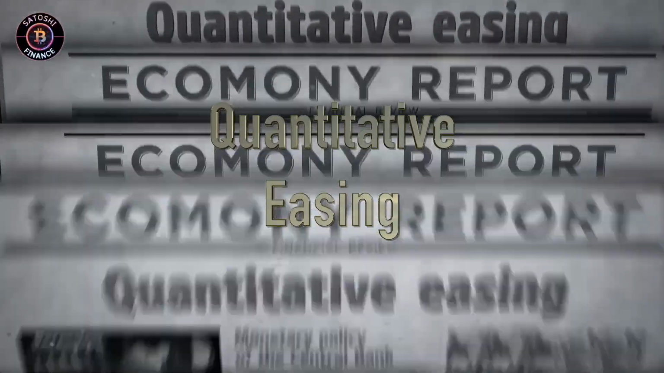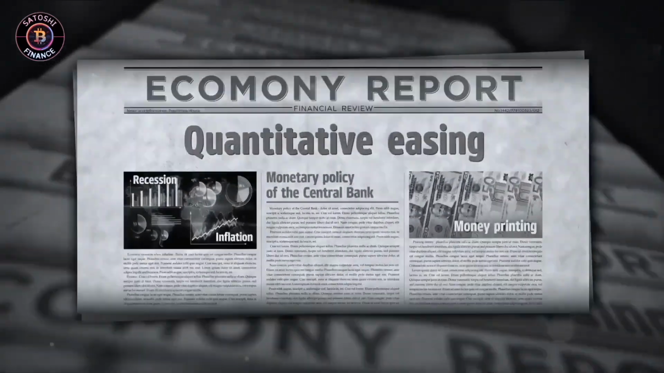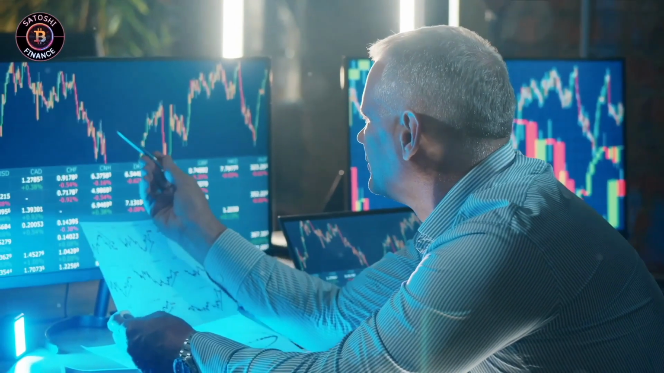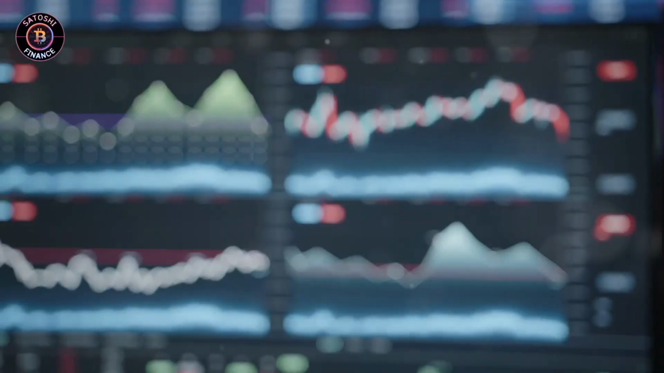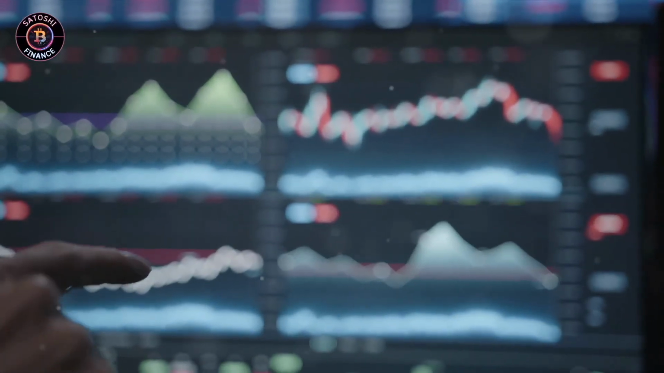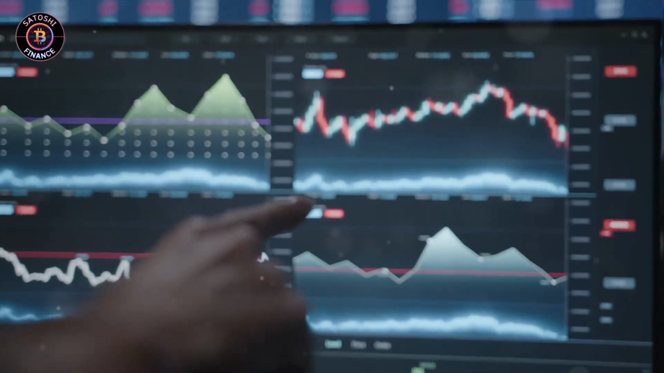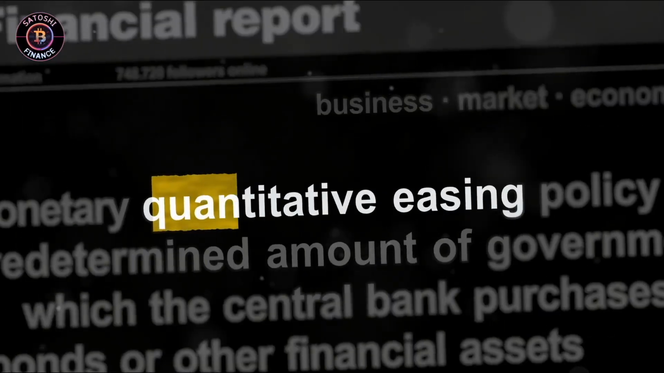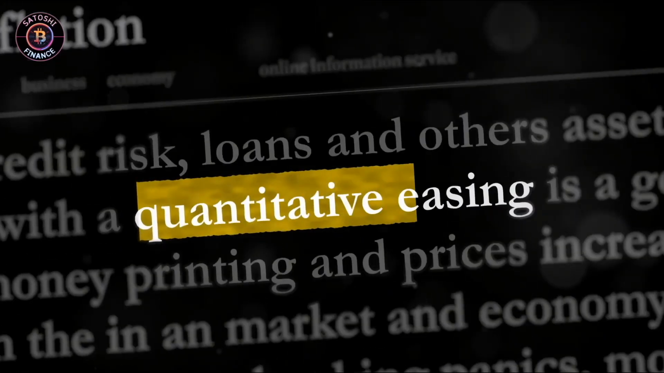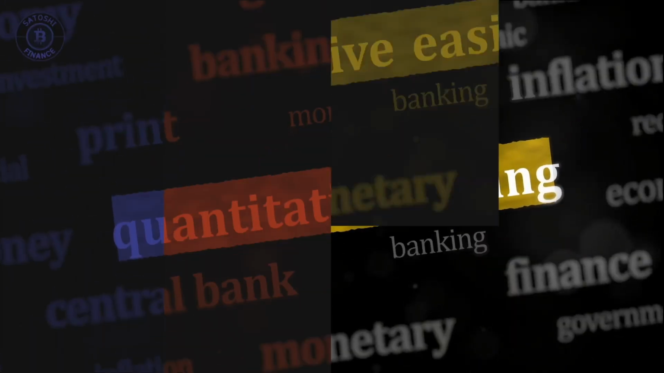Quantitative easing, QE, is a more modern tool, typically used in times of severe economic downturns. Through QE, the central bank buys a large amount of longer-term securities to increase the money supply and lower long-term interest rates, aiming to stimulate borrowing and investment when traditional interest rate adjustments may not be enough. QE played a crucial role during the 2008 financial crisis and the COVID-19 pandemic to boost liquidity in struggling economies.